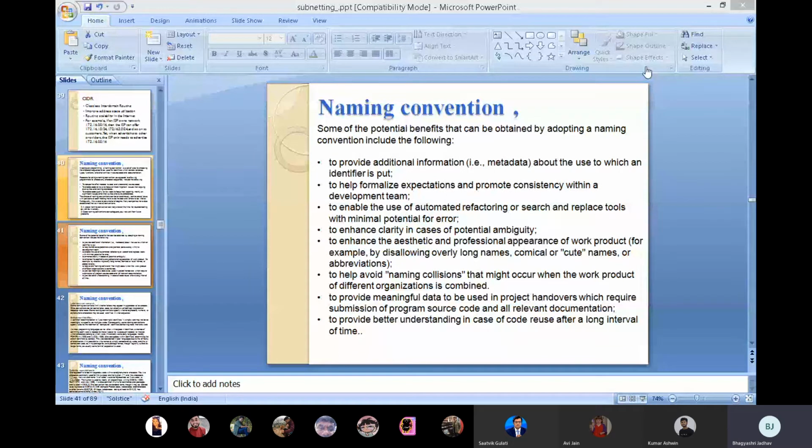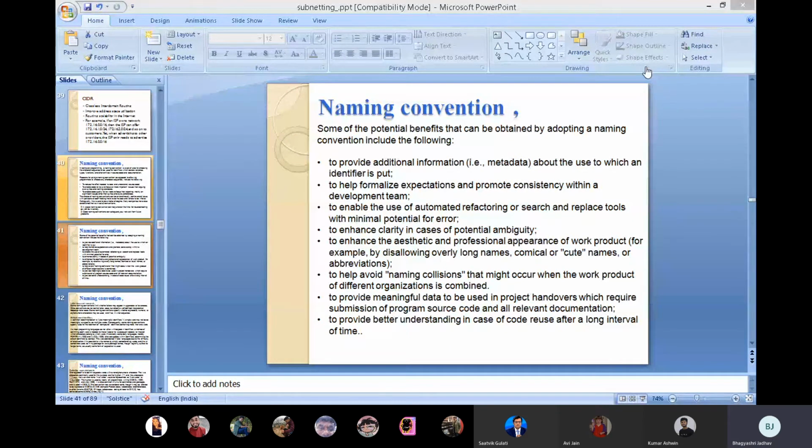To provide meaningful data to be used in project handovers which require a submission of program source code and all relevant documentation. What they're saying is, to provide meaningful data. If we are giving any data to any other organization, then we are giving a proper naming convention. Then when we are handing over that data, that requires the submission of all documentation and all source code also.